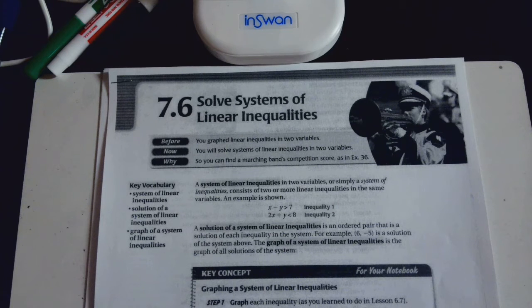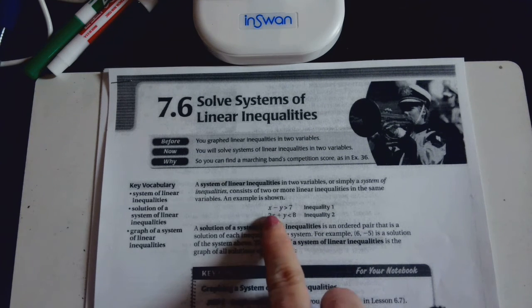So we are back with 7.6 and more graphing, solve systems of linear inequalities. So we've already touched on inequalities in chapter 6. Now we're actually going to graph them. A system of linear inequalities in two variables, meaning x and y normally, or simply a system of inequalities, consists of two or more linear inequalities in the same variable.